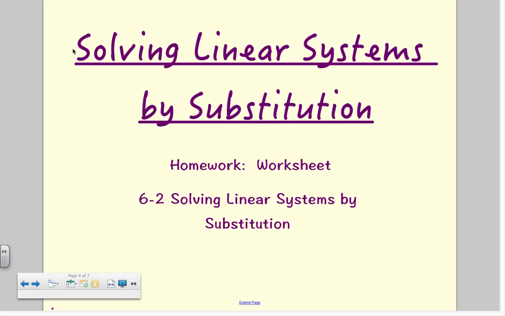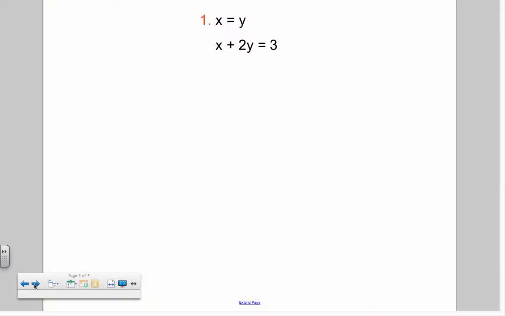Today we'll be solving linear systems by substitution. This is from your homework, the worksheet titled 6-2, Solving Linear Systems by Substitution. I'm going to do 3 problems today, starting with number 1.